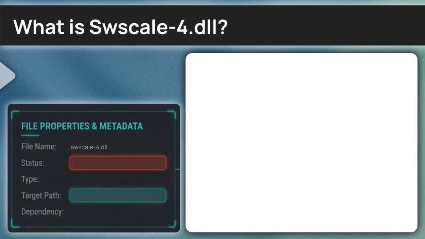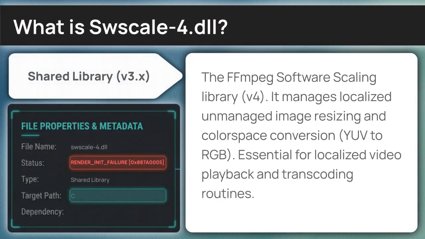This is the swscale-4 library, the FFmpeg Software Scaling library, v4. It manages localized unmanaged image resizing and colorspace conversion, YUV to RGB, essential for localized video playback and transcoding routines.